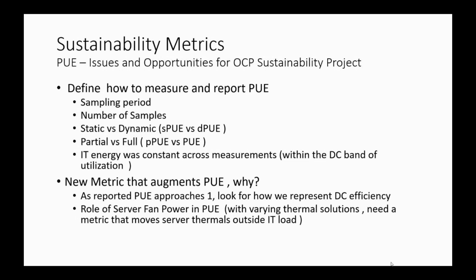The standards are great, but they don't really, let's take PUE. They don't really tell you how many times you're supposed to measure. What's your sampling period? How long did you measure for? Did you take one measurement and say that's your PUE? Did you measure it over 10 weeks, 10 months? Don't know, right? You don't get to see that. How many samples did you take within that sampling period?